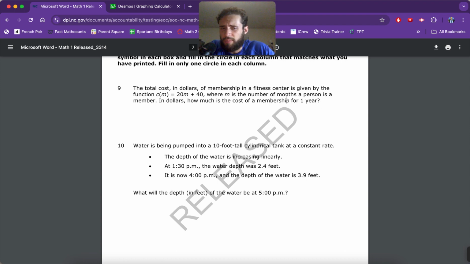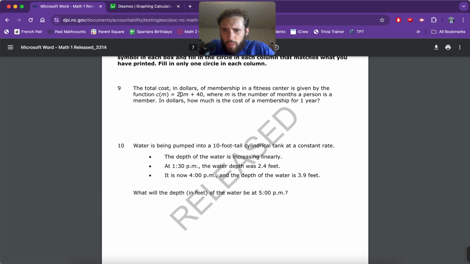All right, so just take your time here. Note that M is the number of months. And they're asking for 1 year, because I think some kids would just input 1 without thinking. But it's 1 year compared to months. So always look at your units. 1 year is 12 months. So you input 12 for M.